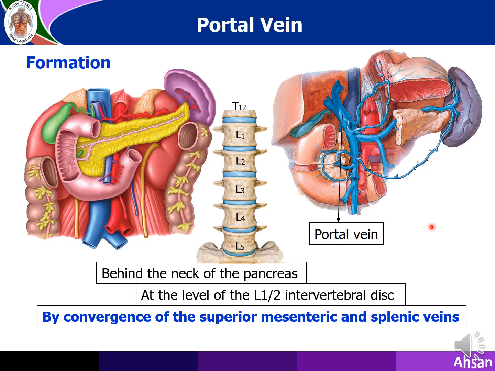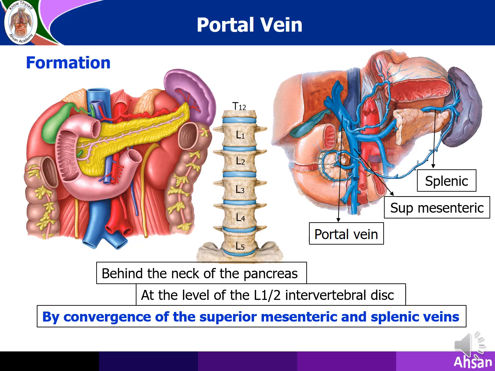So how is the portal vein formed? The complete answer is it is the convergence or union of the splenic vein and superior mesenteric vein behind the neck of the pancreas at the level of the intervertebral disc between lumbar 1 and lumbar 2. This is the proper answer, the formation of the portal vein. This one is the splenic vein, and this is the superior mesenteric vein.